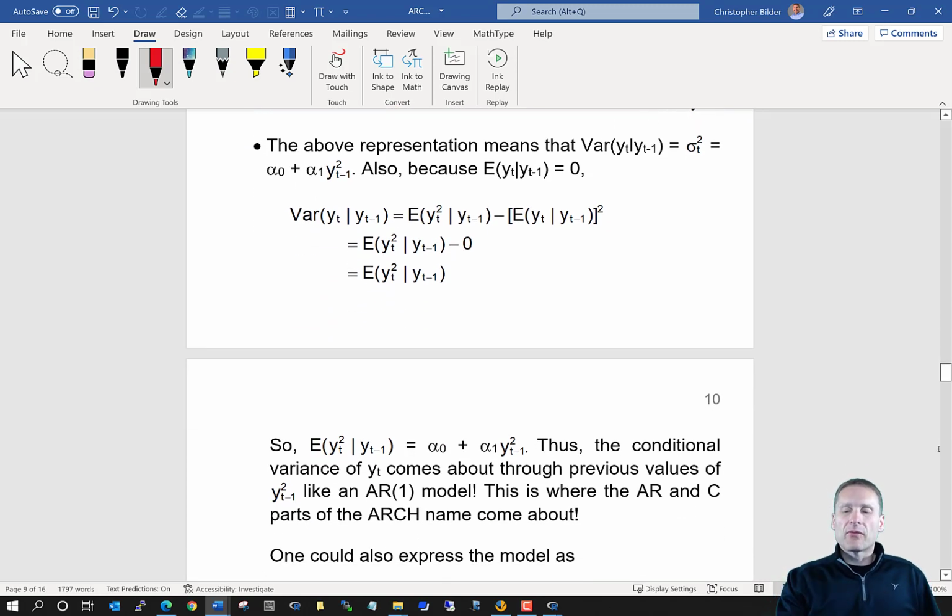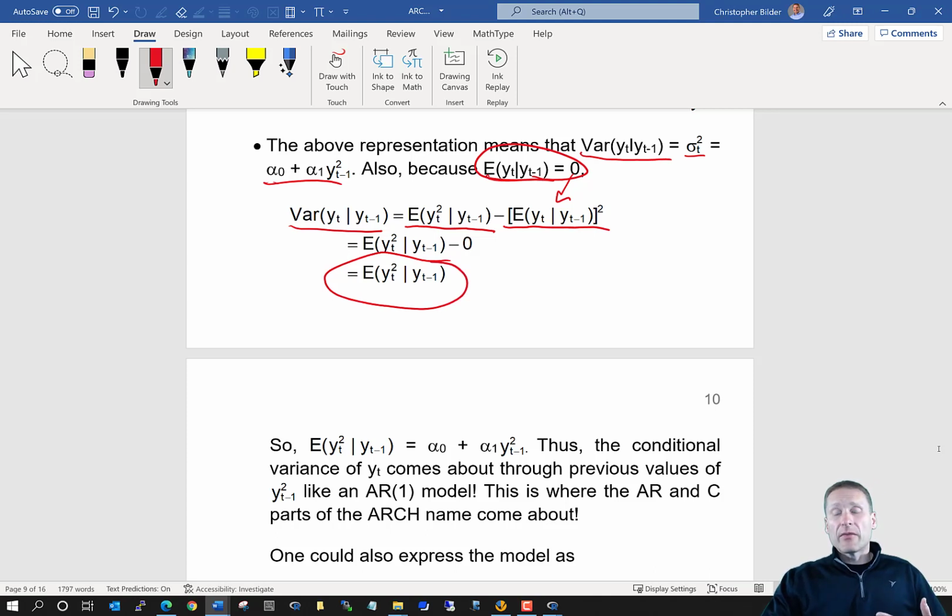Now, with this above representation, we can say the variance of y sub t given y sub t minus 1, which is sigma squared t, is alpha 0 plus alpha 1 times y sub t minus 1 squared. Also, the expected value of y sub t given y sub t minus 1 is equal to 0. Because of this, when we write out what a variance represents, these are conditional variances, of course, we would have the expected value of y sub t squared given y sub t minus 1 minus the quantity squared of the expected value of y sub t given y sub t minus 1. This is 0, so that means our variance is equal to the expectation of the squared y sub t.